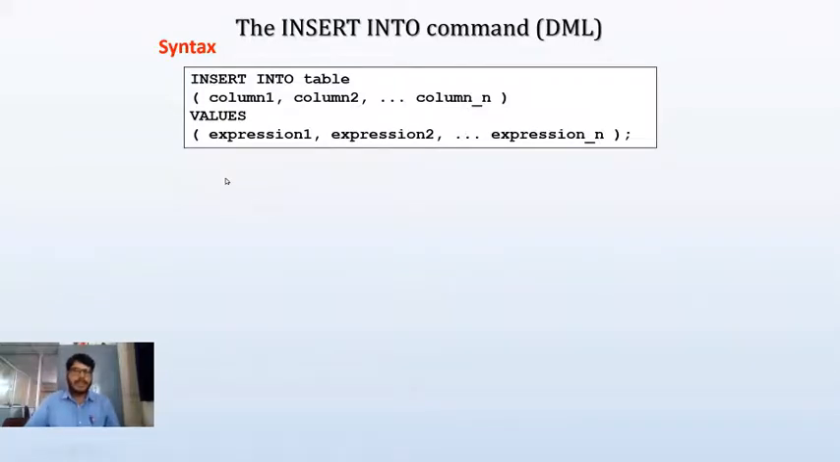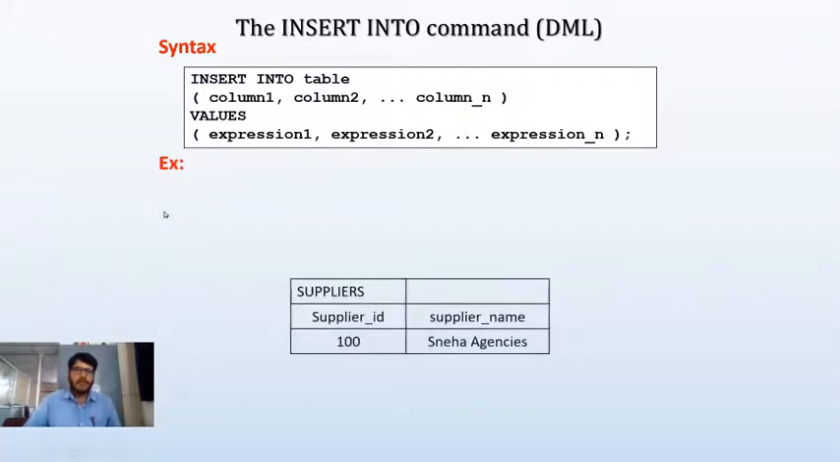Now let us see the example. Assume that I have already created a suppliers table by using the CREATE TABLE command. In the suppliers table, we have just two columns: supplier_ID and supplier_name. Already we have inserted one record in the suppliers table, that is 100, Sneha Agencies. Now I want to insert one more record into this suppliers table.